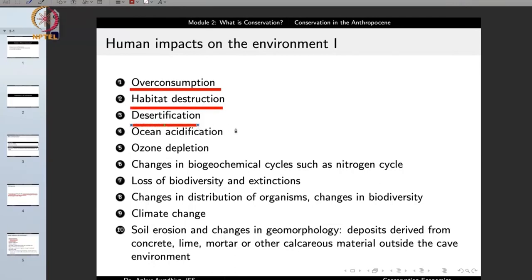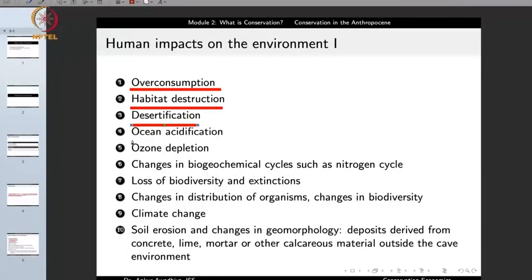Another one is desertification. In desertification, we are overconsuming the water resources at such a rate that we are turning lands into deserts. A major factor in desertification is also overgrazing. Through overgrazing, the cover of vegetation is removed from the land. Once this cover is removed, the sun's rays are able to heat up the land very quickly and dry it up. So excess removal of water as well as overgrazing are leading to desertification.